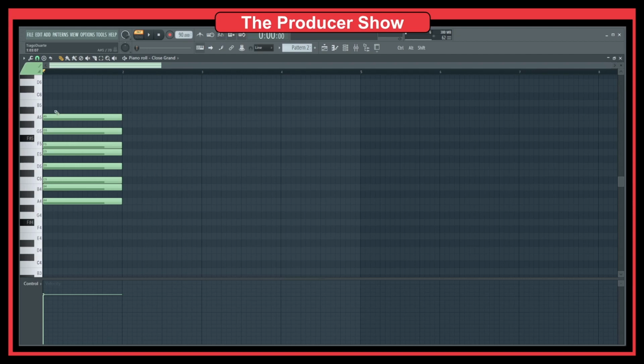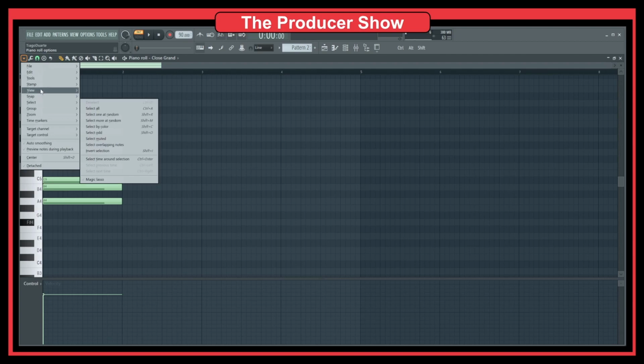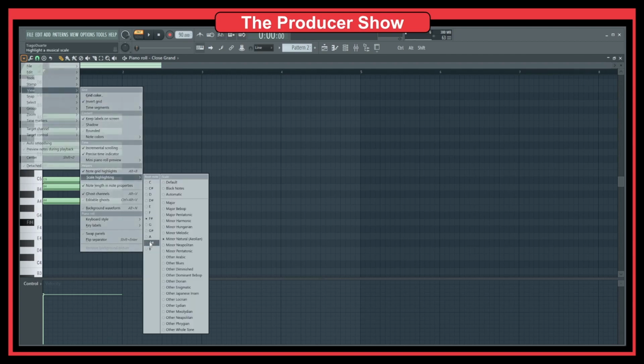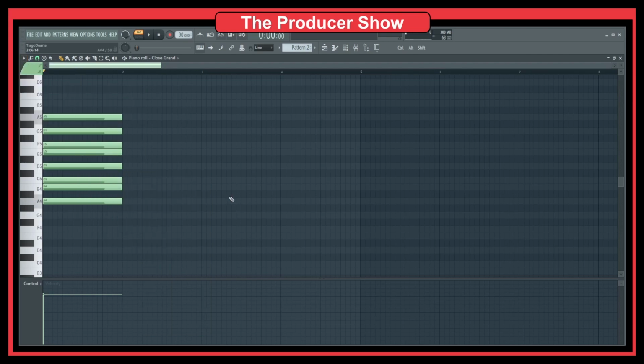So basically, it's easy for you to go here, select view scale highlighting, and choose the scale that you want. You also have different scales here, but I will only talk about minor and major scales. So going back to the question, what is a scale? Basically, a scale is just a group of notes that sound well together.